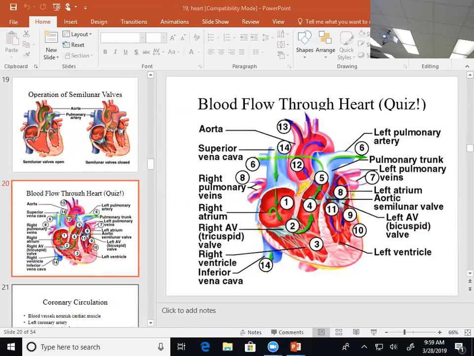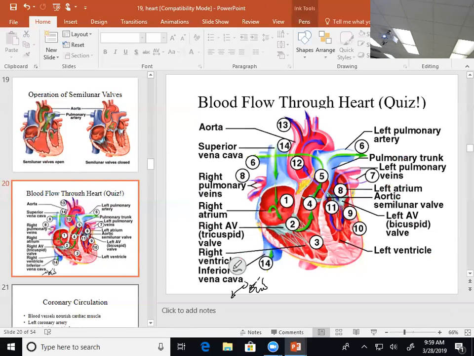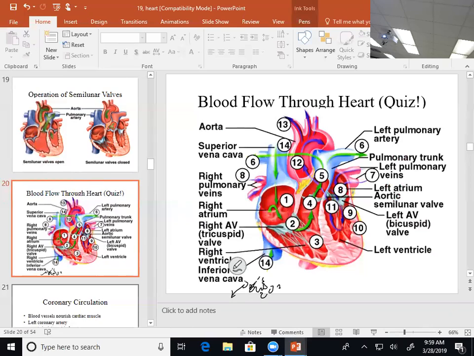So I want you to think of yourself right now as a red blood cell that has delivered oxygen to the toes. You've dropped off O2, you've picked up CO2, and now you're coming back to the right side of the heart. If you were at the toes, you're coming back by way of the inferior. Why would we call that inferior? Because it's below the heart.